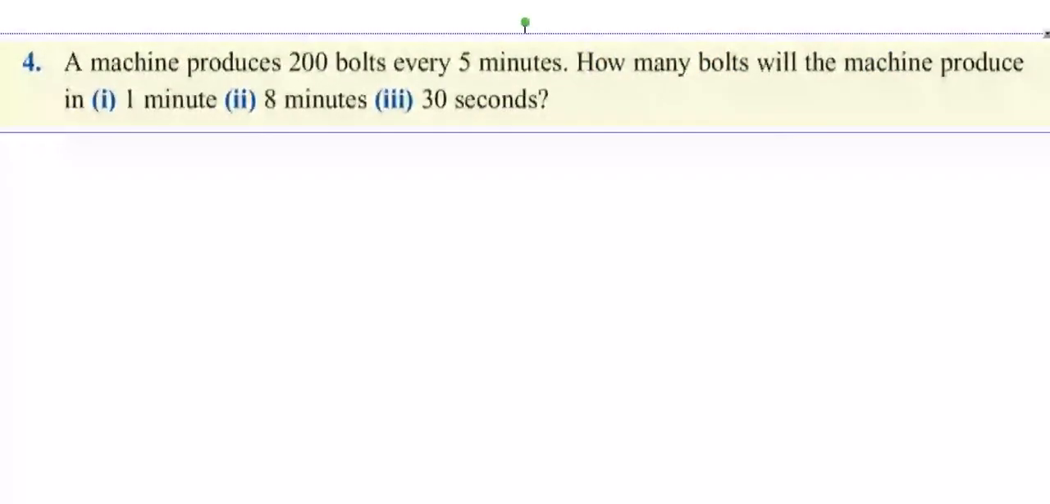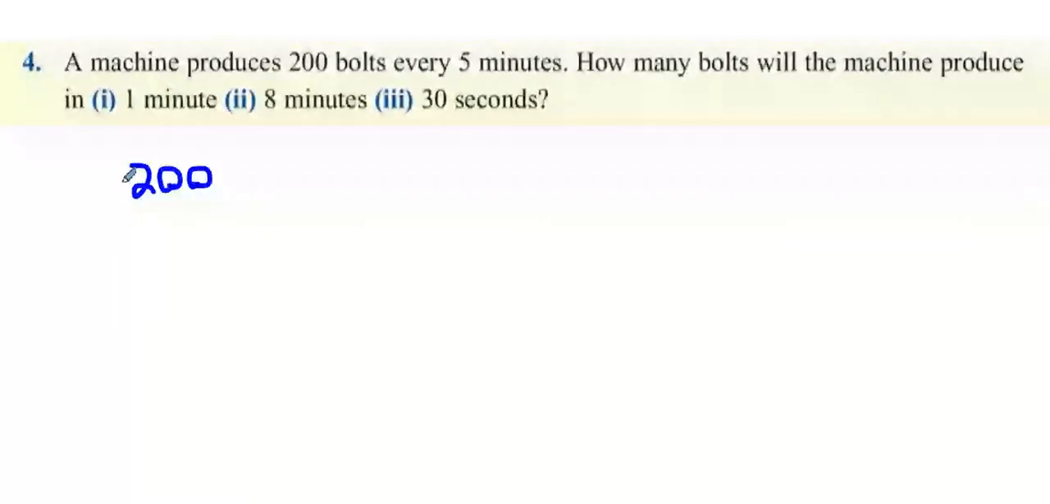Let's move on. Question 4. A machine produces 200 bolts every 5 minutes. How many bolts does the machine produce in 1 minute? Alright, that's pretty easy. Get 200 and divide it by 5. 5 into 20 goes 4 times. So in 1 minute you produce 40 bolts.